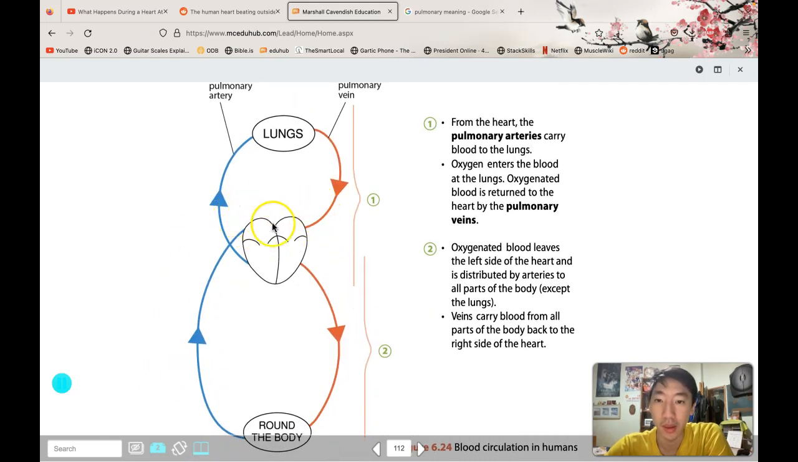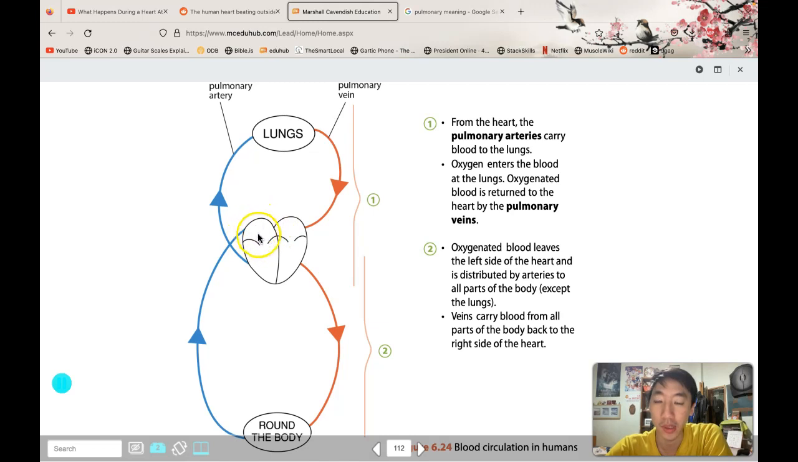So we see that the blood flows from around the body, which means the cells in the body, and it goes through the veins and back to the first chamber of the heart over here. So this vein is given a special name. It's called the vena cava, and this is connected to the right atrium.